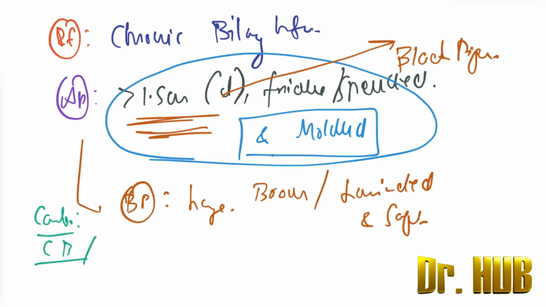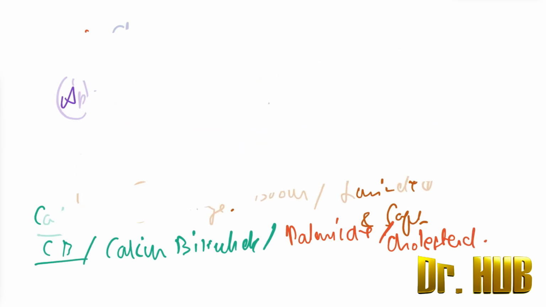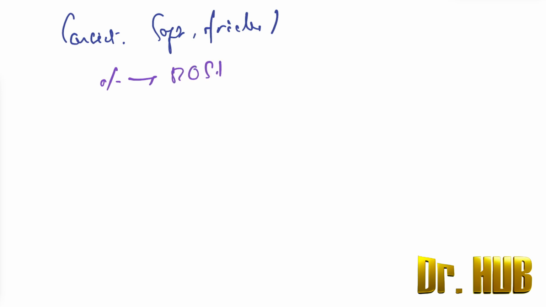So now we are discussing the constituents of the brown pigment. Let's write it down: calcium bilirubinate, then the presence of palmitate, as well as the presence of cholesterol. Next we look at the consistency. Consistency is going to be soft and friable. And what about the percentage of radiopaque stones? This is going to be 0%.